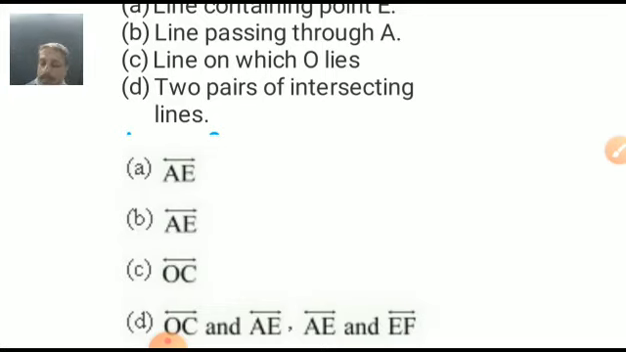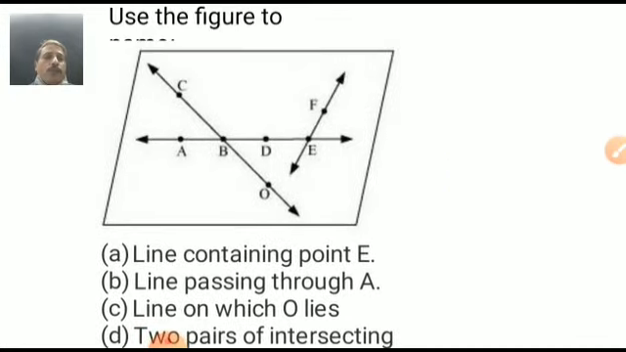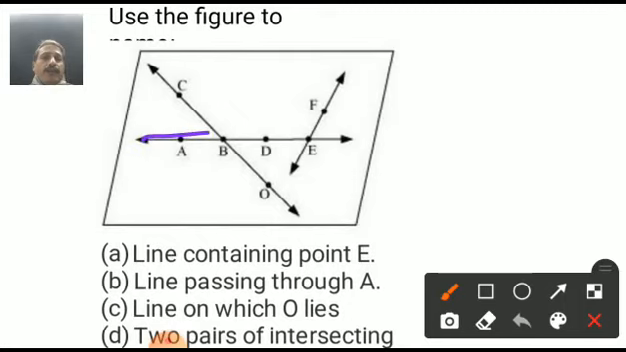Second, AE and EF. Very good students. See, AE and EF, I want to draw it. AE means this line, and EF means this one. Are they intersecting? Yes. My dear student, it is right. AE and EF, is it? Correct.